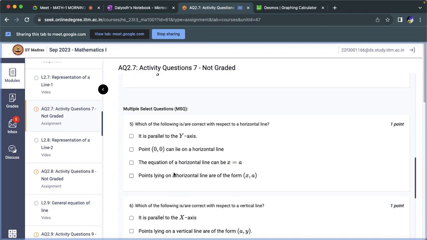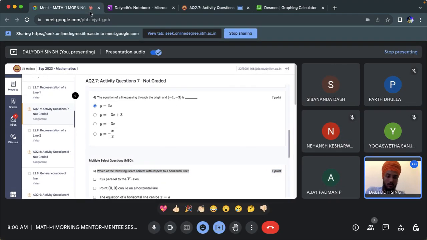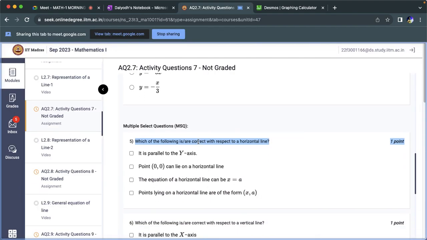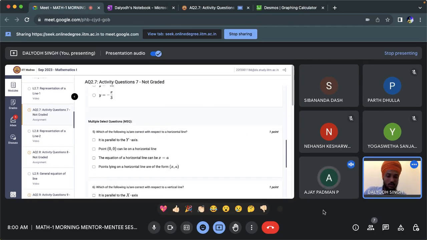Next is which of the following are correct with respect to the horizontal line? I hope everybody got the point which I have told, right? Shall we proceed further? Anybody else who has not spoken till now? Anyone?